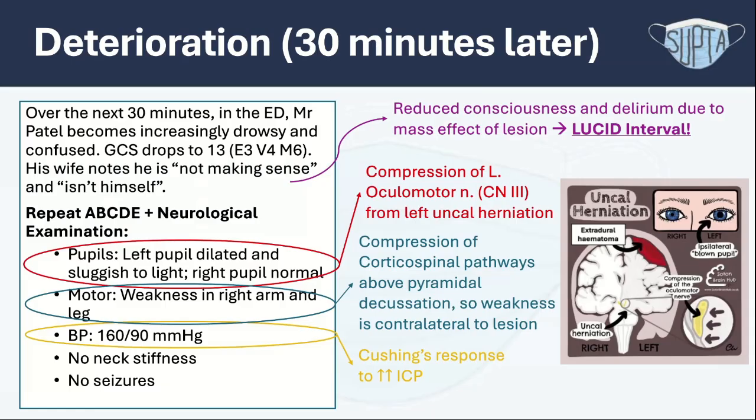So the corticospinal tract is the main motor pathway carrying movement signals from the brain to the limbs, because these fibers cross in the lower brainstem. Compression on the left side above that crossing produces weakness on the right side.